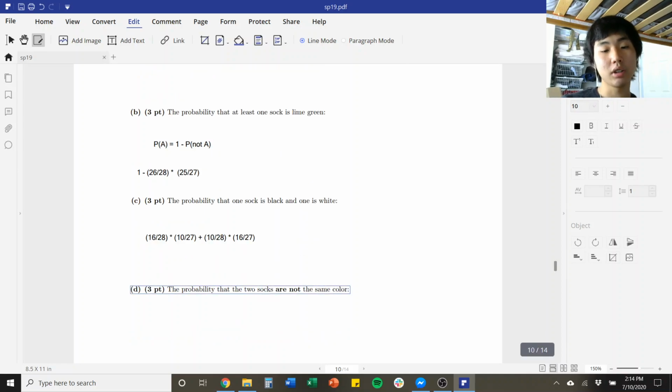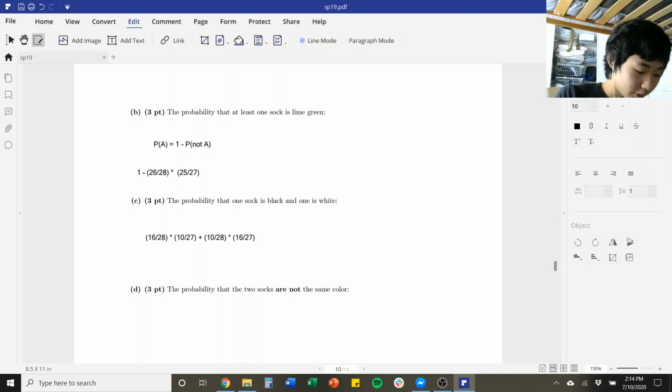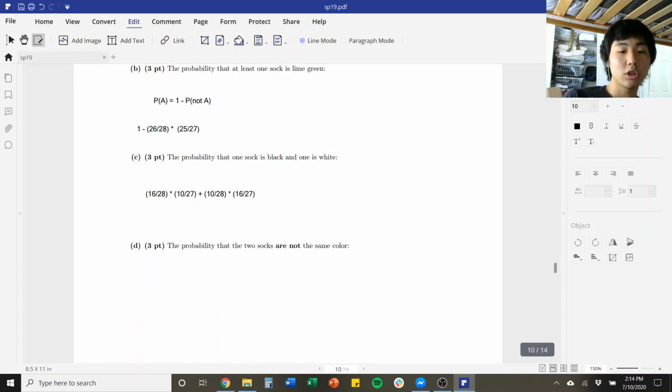Now part D, the probability the 2 socks are not the same color. Okay, so to get not the same color, there's actually a lot of possibilities. You can have like white then black, black then white, white then green, etc. And in fact, there's 6 possible choices. And that means we have to add 6 different probabilities, which is not fun. So again, we're going to take advantage of the complement rule. So we're going to do 1 minus the probability they are the same color.